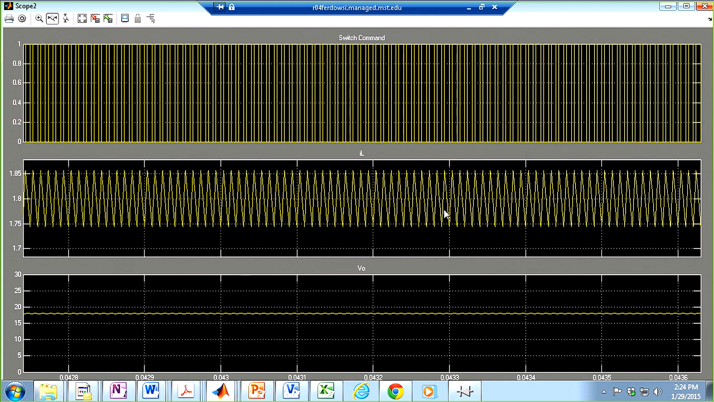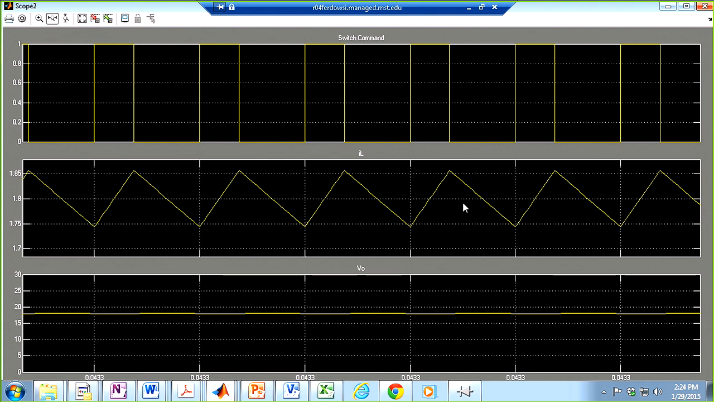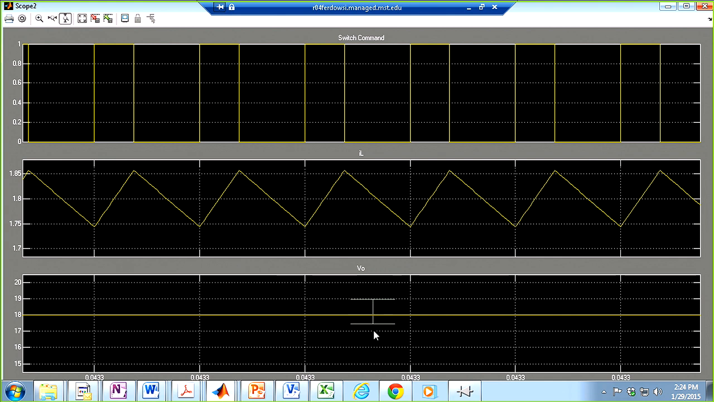So remember the equation, for instance, for the buck converter is (V in minus V out) over L times dt. There is a division by L. So if you use a larger L, your peak-to-peak ripple, delta IL, is going to get smaller. Other than that, it doesn't really make a difference on the output voltage. We are still hovering around 18.